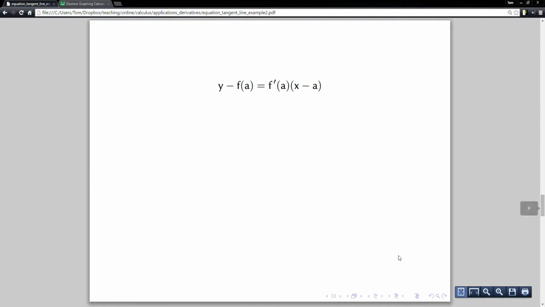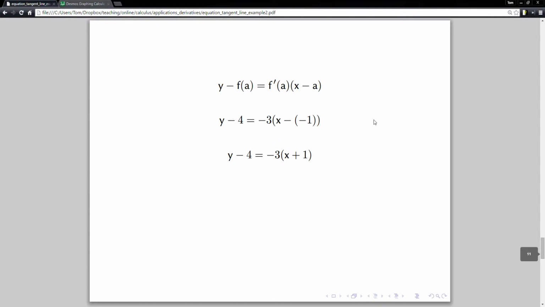So now we're ready to go to our equation for the tangent line. We know that f of a, the second coordinate of the point that we were given, is 4. The first coordinate is negative 1. And we know that the slope, that's the derivative, is negative 3. Now we just need to simplify this and put it in slope-intercept form.